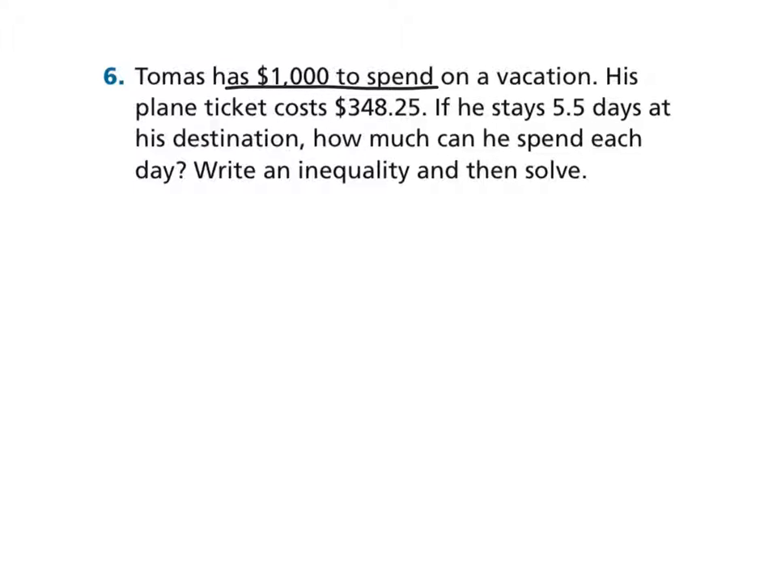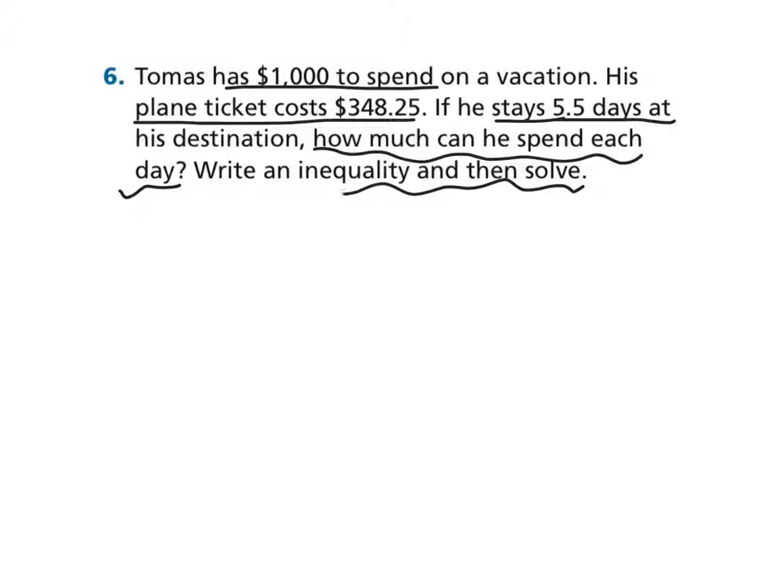Number 6, Thomas has $1,000 to spend on vacation. His plane ticket costs $348.25. If he stays 5.5 days at his destination, how much can he spend each day? Write an inequality and then solve. So we have to write an inequality in order to work this one out again.